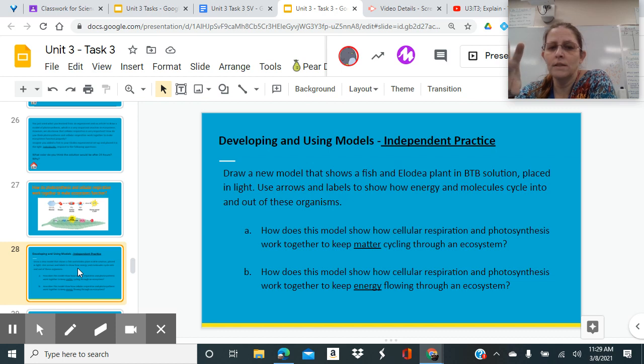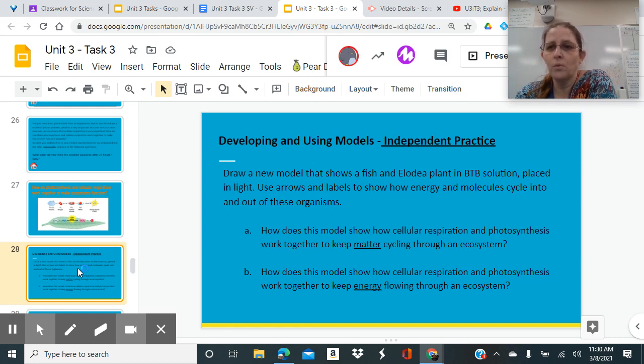And then how is the matter and the energy? So matter is talking about the molecules, okay, the carbon dioxide and the water, which is the H2O, all right, and the oxygen. That's the matter cycling through the ecosystem. The energy, that's talking about the sunlight and the ATP. So how is that working? What is that doing for the ecosystem?